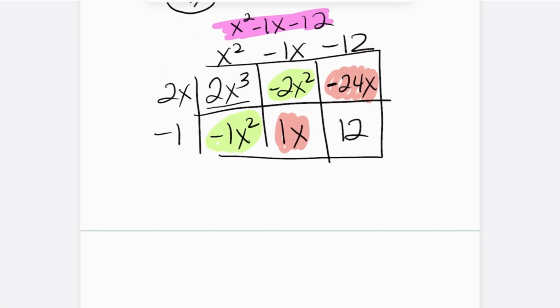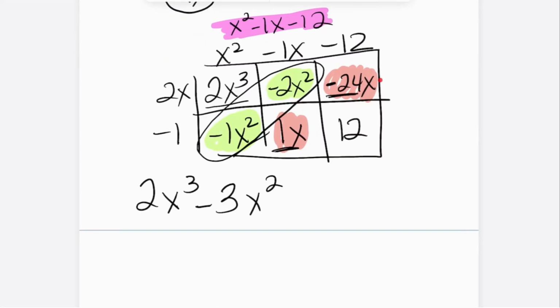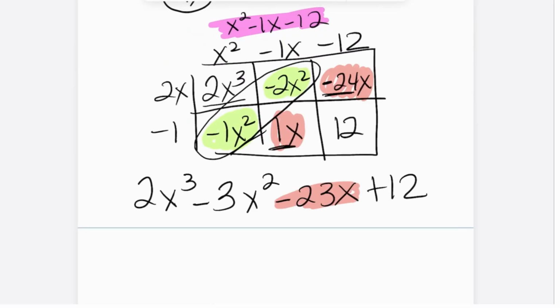I can't combine 2x cubed with anything, so I'm going to go ahead and drop it, 2x cubed. Then I'm going to focus on these two terms. Negative 2 minus 1 is negative 3x squared. Negative 24x plus positive 1x is going to give me negative 23x. And then we have plus 12. Let's go ahead and highlight here. This is negative 23x, which I'm getting from these two terms. And the negative 3x squared I got from these two terms here.